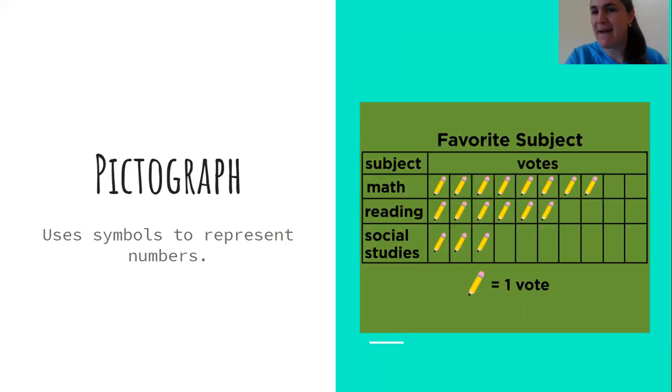You see here that math, reading, and social studies, they all used pencils as their symbol. They didn't say, oh, I'm going to have a picture of an addition sign for math and a picture of a book for reading and a picture of a globe for social studies. They just used little pencils as their symbol.